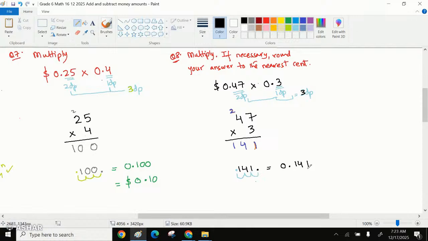So now what we need to do is make it two decimal places. So what we do is we look at this. Would it be round up or round down? Since the number is between 0, 1, 2, 3, and 4, we do round down and we do not round up. Round down means that we are rounding off the number to the smaller, closer number. That means the answer becomes $0.14, and we put the dollar sign because we are talking about money right now.